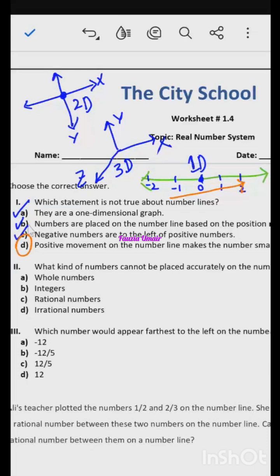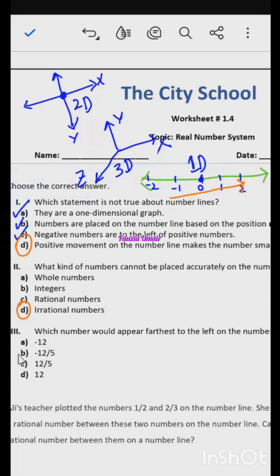So the second question is, what kind of numbers cannot be placed accurately on the number line? So let me see who can still remember. We learned this in yesterday's class. Irrational. So who can remember? Irrational numbers. So who said that? Hashim. So Tamazir and Hashim, I'm sure you know the answer also. Very good, beta. So irrational numbers cannot be placed accurately on the number line.